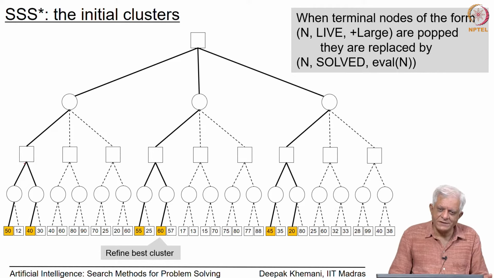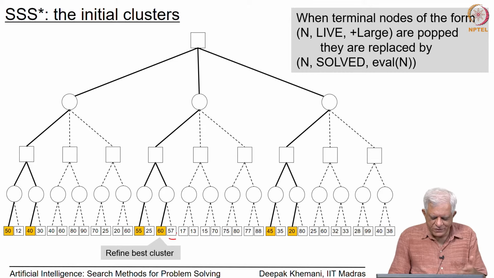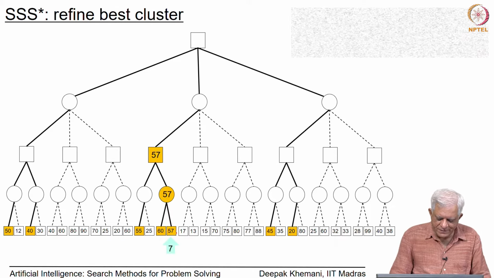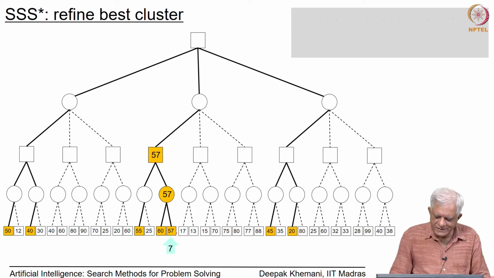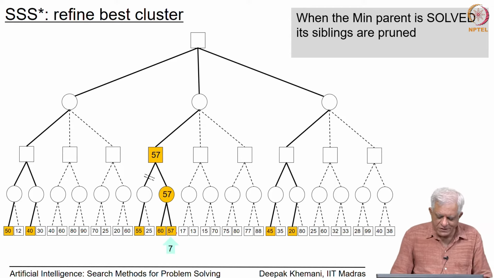At the head of the queue would be this node with value 60, we will pop that, and since it is a solved node and since it is a max node and it is not the last child of its parent, we will add its sibling, which is this node with a value 57 to the priority queue, and that would continue to be the best node. So, this is what happens next. We refine the best cluster and the value of the cluster becomes 57, and its min parent, because now this node, which is the 7th node that we have expanded, is the last child of its min parent.